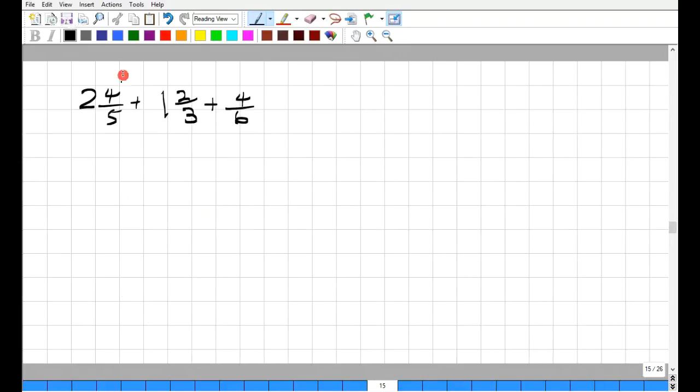Let's see if we could work this out. We have 2 and 4/5 plus 1 and 2/3 plus 4/6. Okay. So 5 2s would be 10, 10 and 4, 14. So I'm changing my mixed numbers to improper fractions. So this would be 14 over 5 plus 3 1s 3 and 2, 5 over 3, 5/3 plus 4/6. Now I need the LCM of 5, 3, and 6.